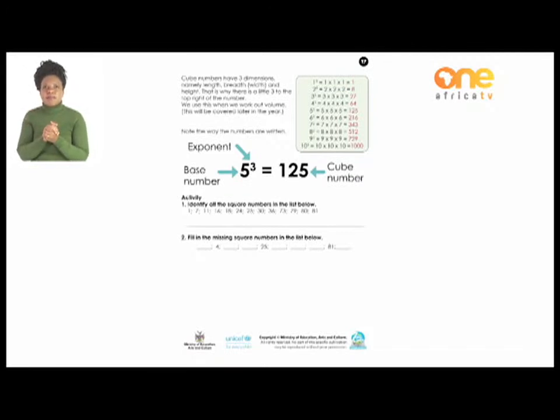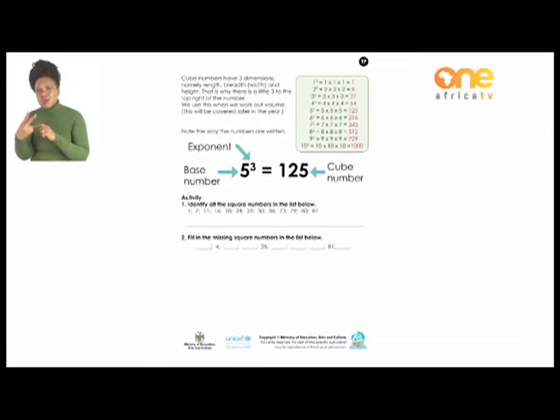If you look in the box on your top right side corner, the numbers are written with the exponent 3. That means 1 cubed is 1 times 1 times 1, that gives you 1. 1 is also a cube number. 2 cubed gives you 2 times 2 times 2, which gives you 8. 3 cubed gives you 27.